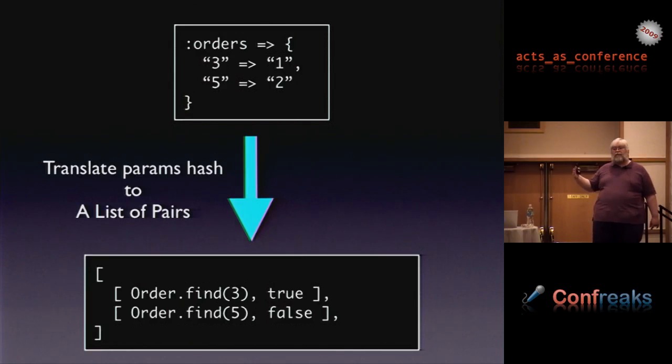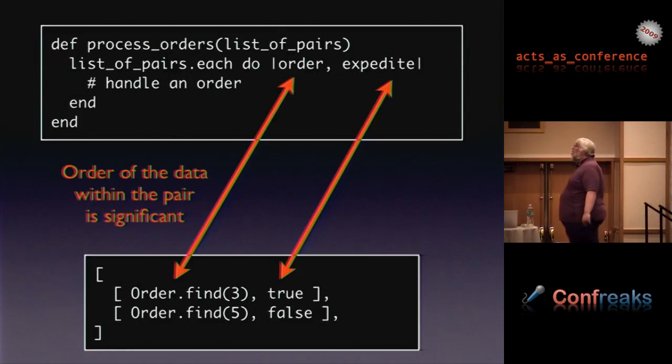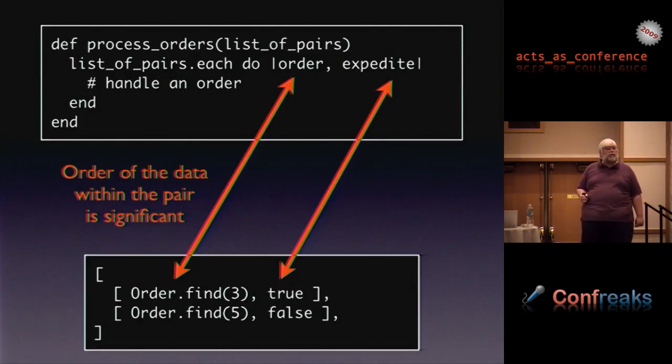So I turned that orders list into an array of pairs. Then I passed the pairs down into the model. So process order, we get a list of pairs. We iterate over the list of pairs. And for each iteration, we'll get the order, we'll get the expedite flag, and then we'll handle them in whatever manner. Now, what kind of kinesis is between these two pieces of code?